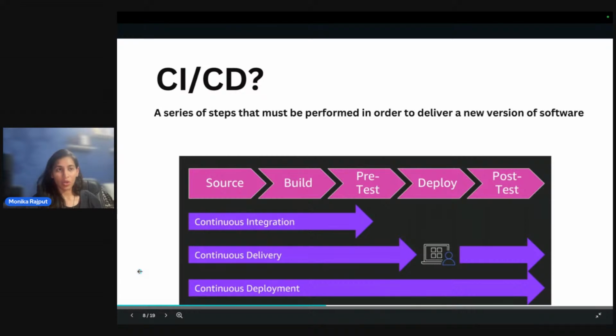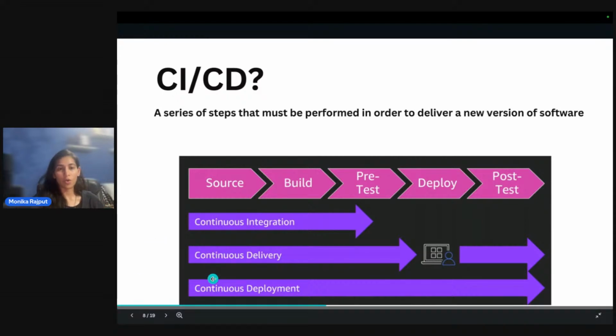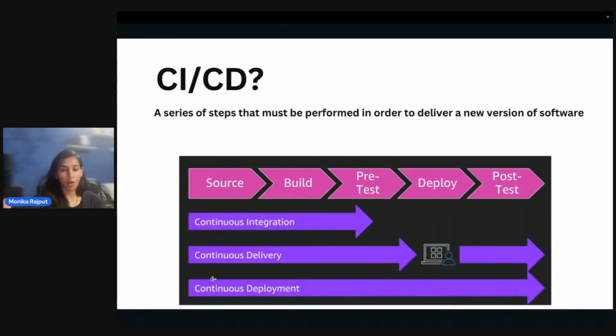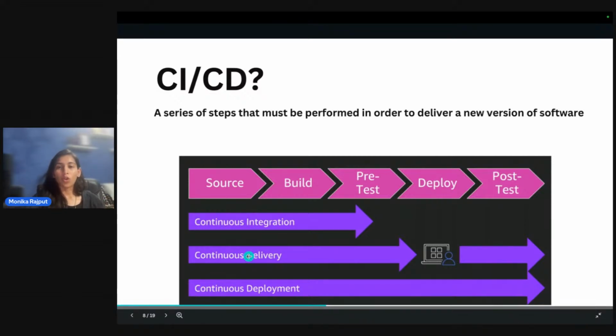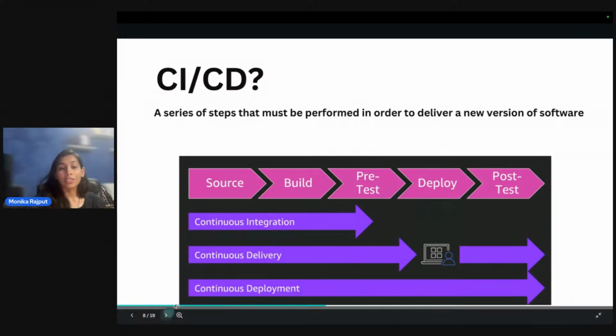Most of the time, software engineers or developers get confused between those two terms, continuous delivery and continuous deployment. In simple terms, continuous deployment is a journey from source to post test with no interruption. You are pushing your code into GitHub, building your Docker image, testing your Docker image, deploying into the cloud, and then performing some post tests. That is continuous deployment. You just need to trigger a pipeline.